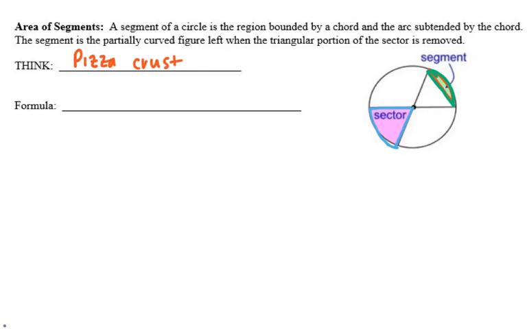So if you wanted to find the value of that segment, then what you would do is take your sector and subtract out this yellow triangle here. Take your sector, subtract out that triangle, and we'd be left with that green segment. So to put that in a formula, I could state that the area of my segment is equal to the area of my sector minus the area of my triangle.